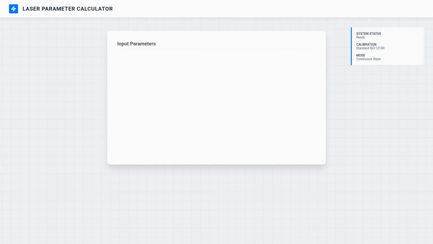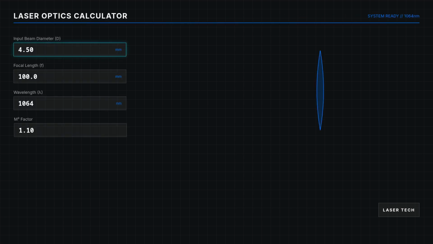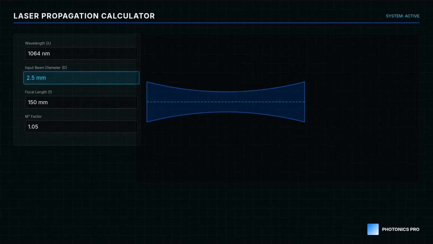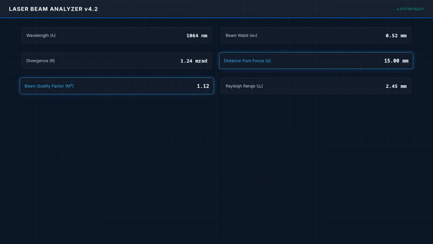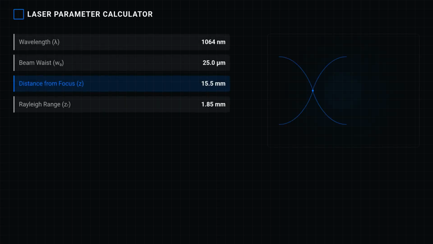Starting with the input fields, wavelength lambda in nanometers captures your laser's operating wavelength. Focal length f in millimeters is your focusing lens specification. Input beam diameter d in millimeters measures your collimated beam before the lens. The beam quality factor m² accounts for real-world beam imperfections, with 1 being ideal. Distance from focus z in millimeters lets you analyze beam behavior beyond the focal point.